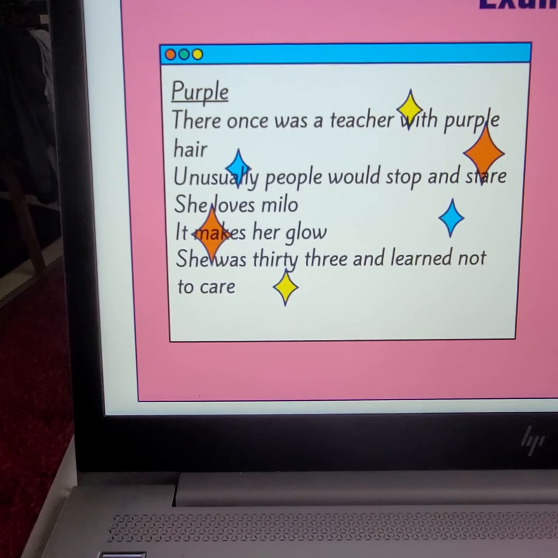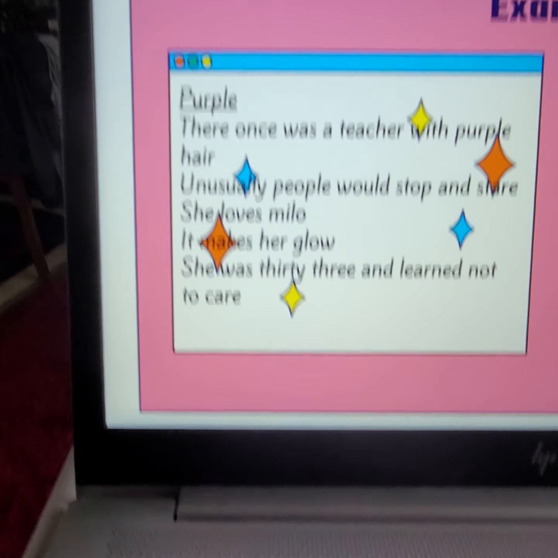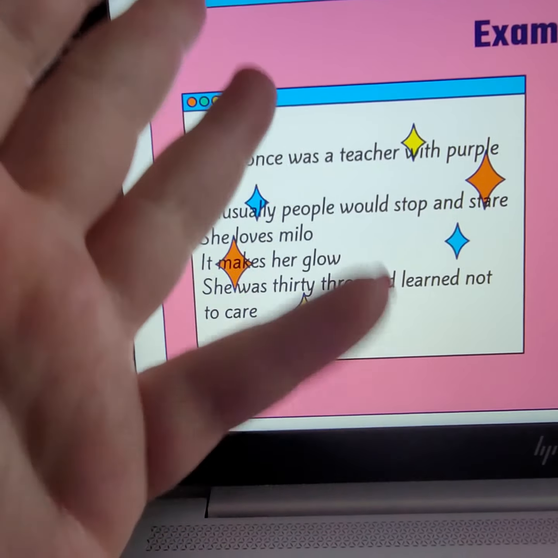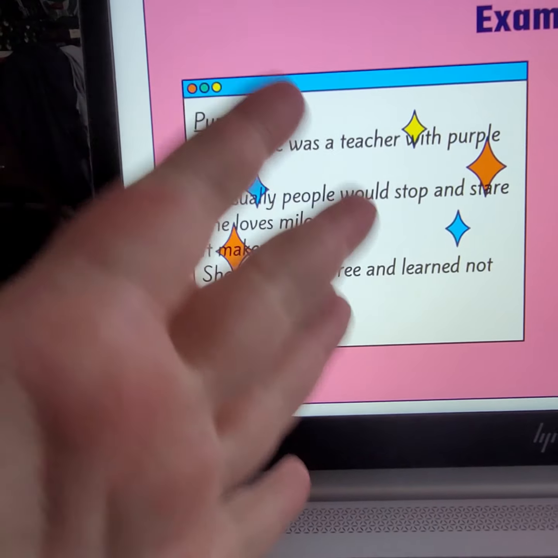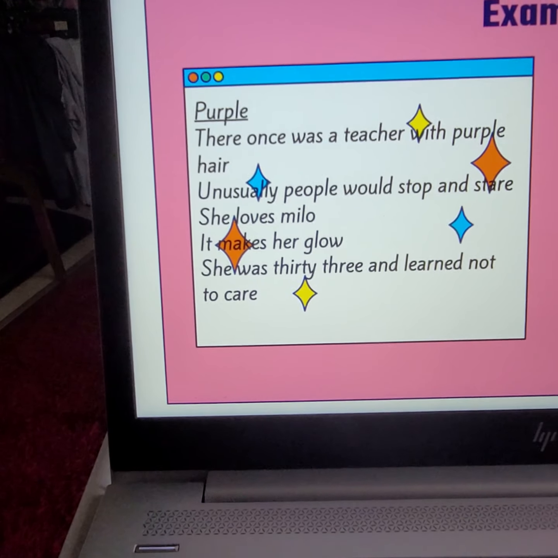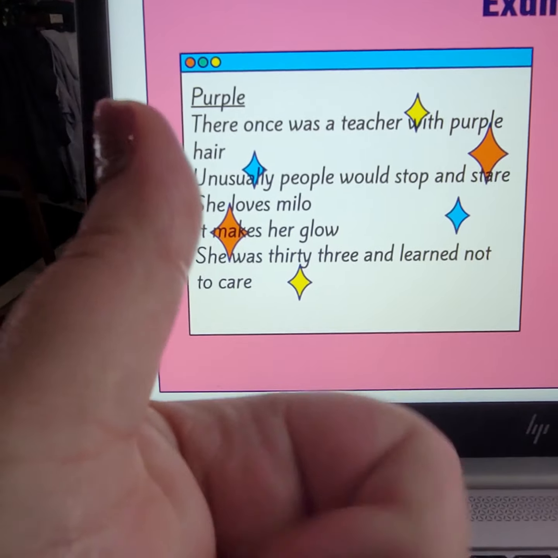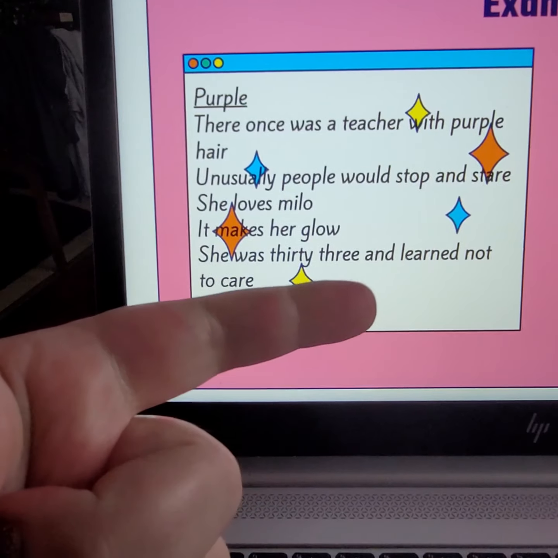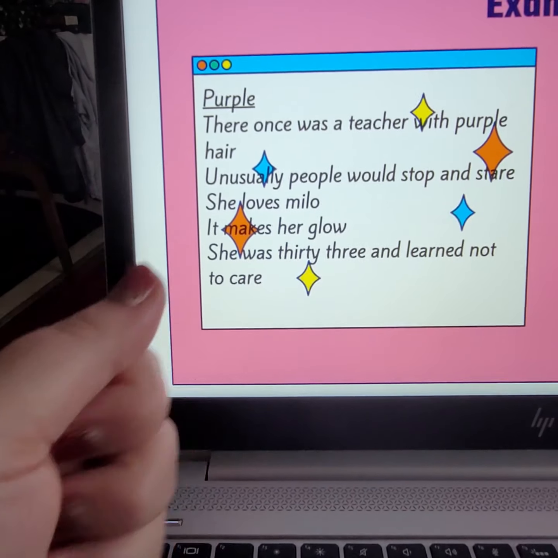Now, when it comes to syllables, syllables are how we break words up. So, looking at this first poem, there once was a teacher with purple hair. So, that's 10 syllables for my first line. Let's see if the next line also has 10 syllables. Unusually, people would stop and stare. Oh, yes, it does have 10 syllables as well.